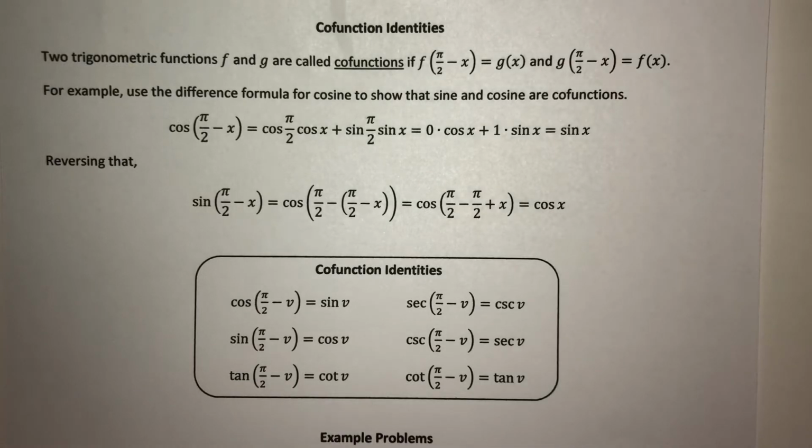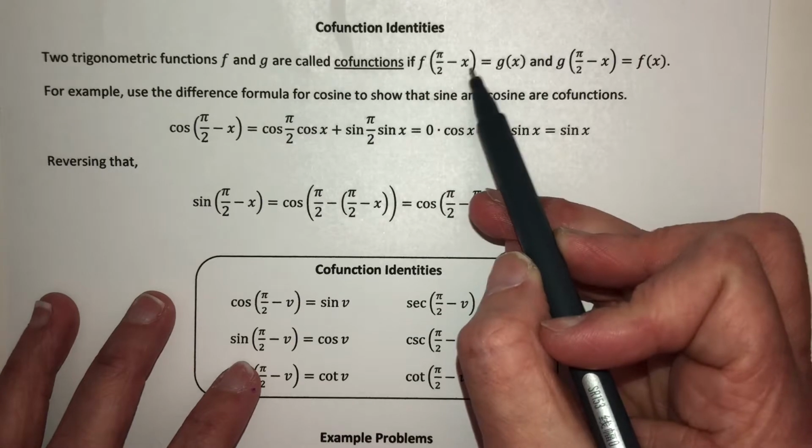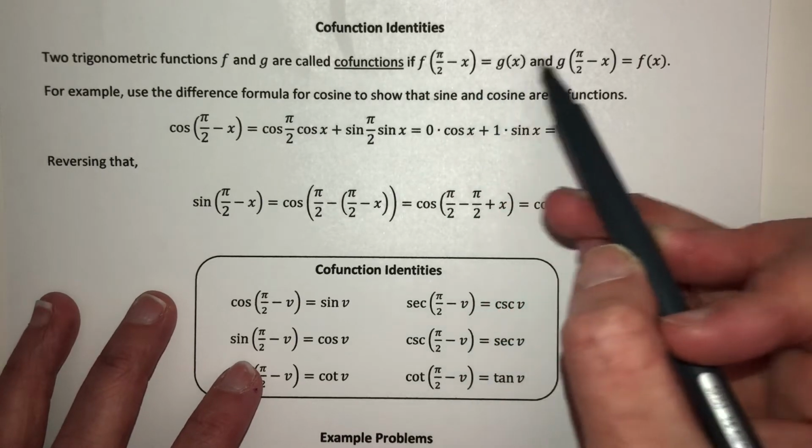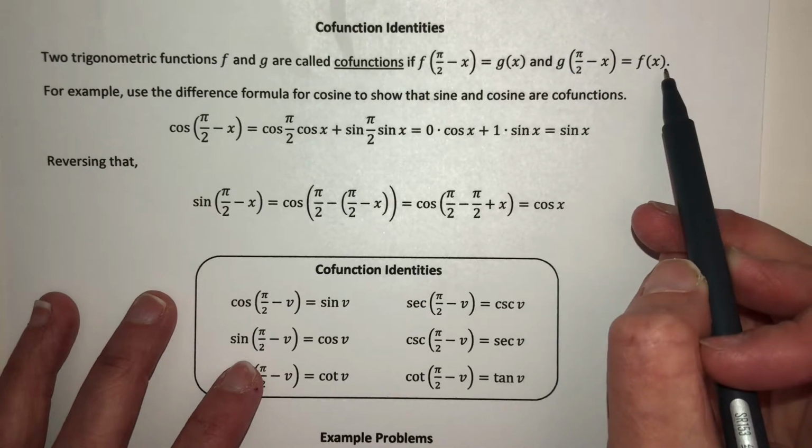This is part 2 of section 5.2. We're now going to look at our cofunction identities. By definition, two trig functions f and g are called cofunctions if f of pi over 2 minus x is equal to g of x, and g of pi over 2 minus x is equal to f of x.